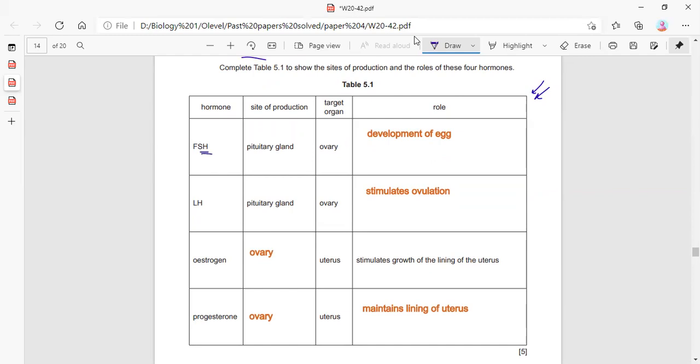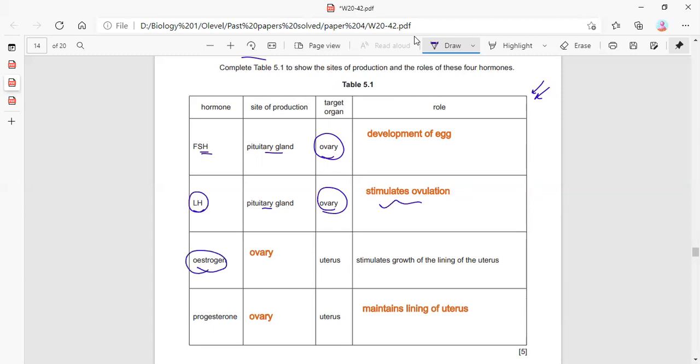FSH is produced from the pituitary gland and it goes to the ovary. What does it do? Its name is follicle stimulating hormone, so its role is the development of the egg. What about LH? It is also produced from the pituitary gland and goes to the ovary. What does it do? It stimulates ovulation. It is released around day 14 in order to stimulate ovulation.